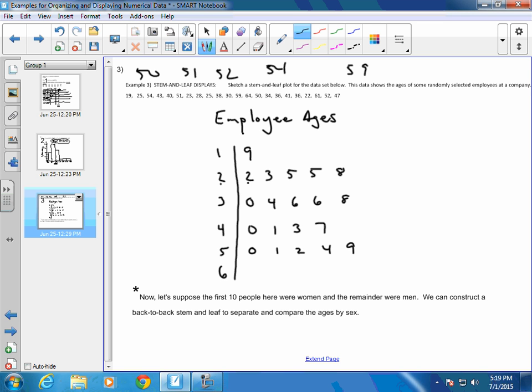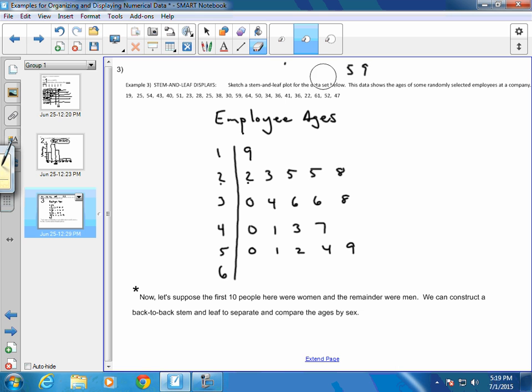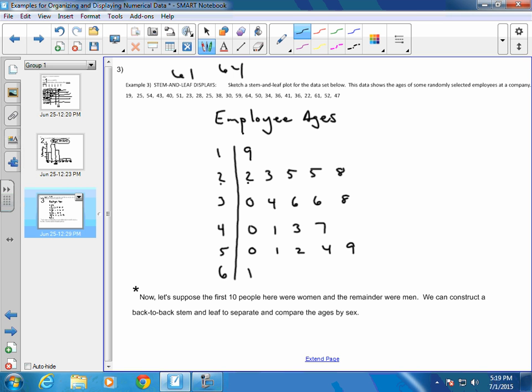And then last but not least, let's look at the 60s. Looks to me like we got a 64 and a 61. So 61, 64. Now this is almost the complete graph, but notice there's no key. So we got to show to a reader how we would interpret this. So here's one way to do it.